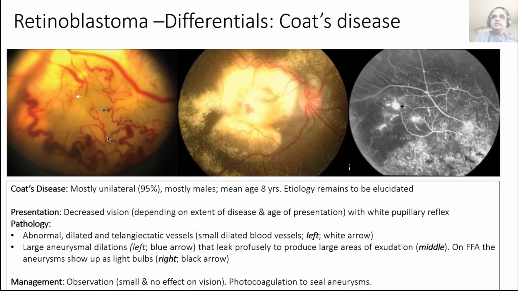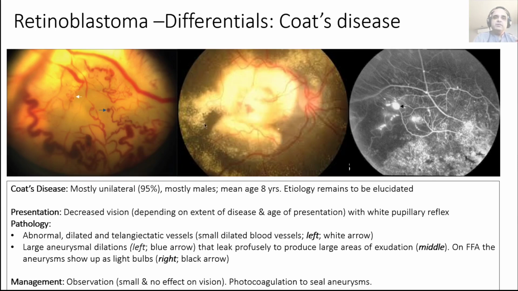And what you see in this disease are various types of vascular malformations. You see telangiectatic vessels, which are like these small spider vessels, large dilatation of vessels, as can be seen here, and this blue arrow shows a macroaneurysm or a large aneurysm. And these large aneurysms can leak profusely, as shown in the middle picture. You have a lot of exudation here.